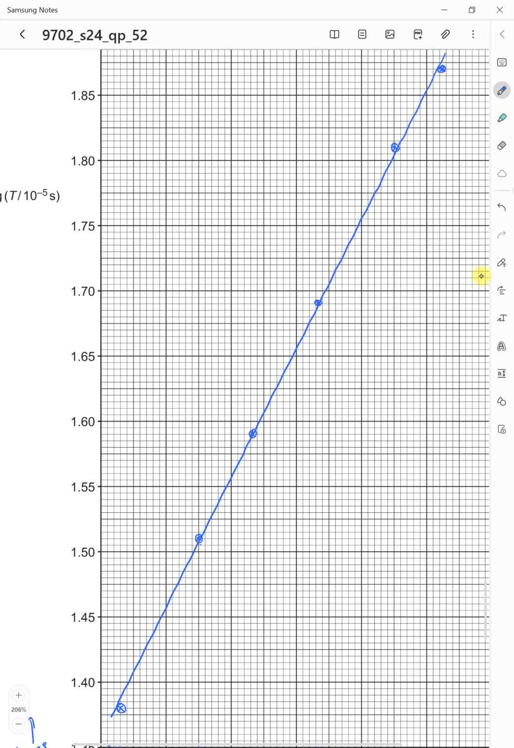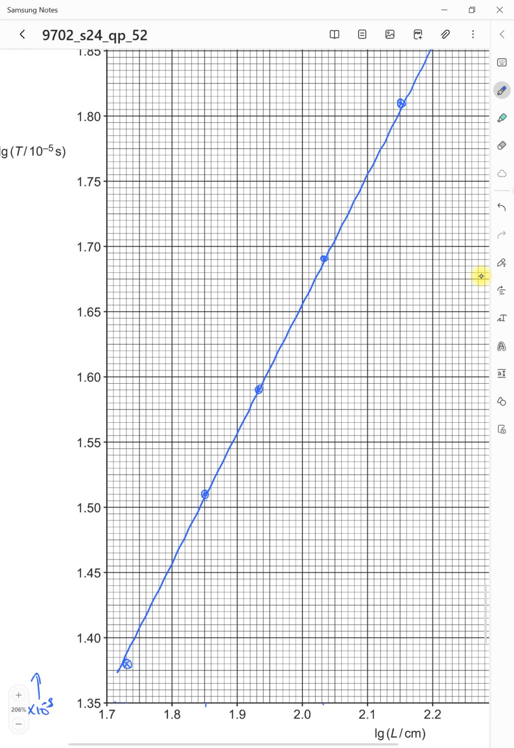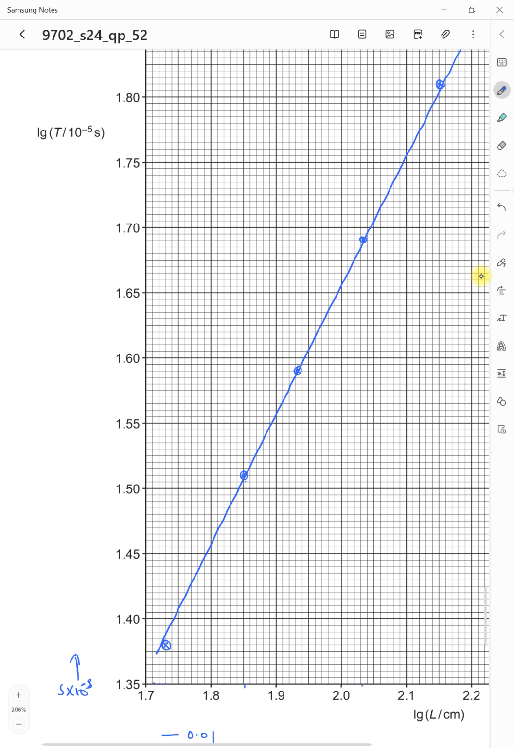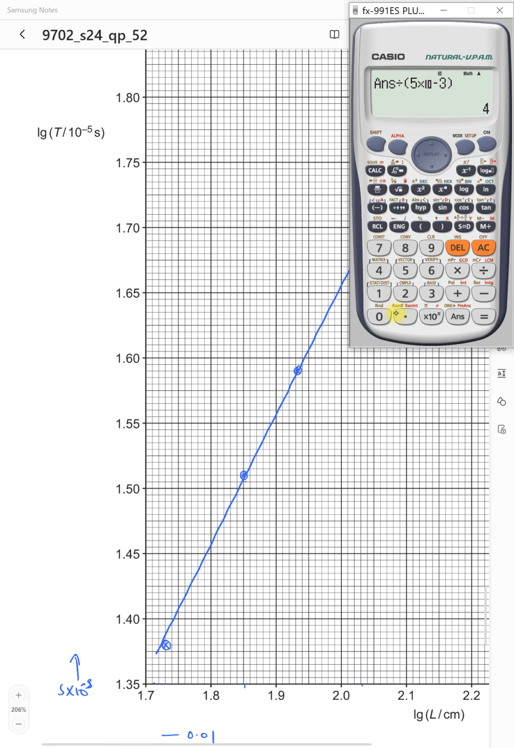The error bars are vertical because we are plotting them for log t, where t is on the vertical. Remember, the scale on the vertical is one small square representing 5 times 10 to the power of minus 3. So we want to plot 0.02. How many boxes are 0.02? 0.02 divided by the scale, which is 5 times 10 to the power of minus 3. I think those are 4 boxes. So if 0.02 is 4 boxes, 0.01 are going to be 2 boxes.